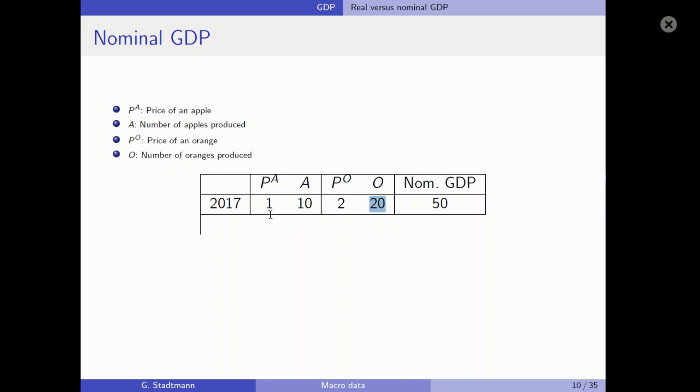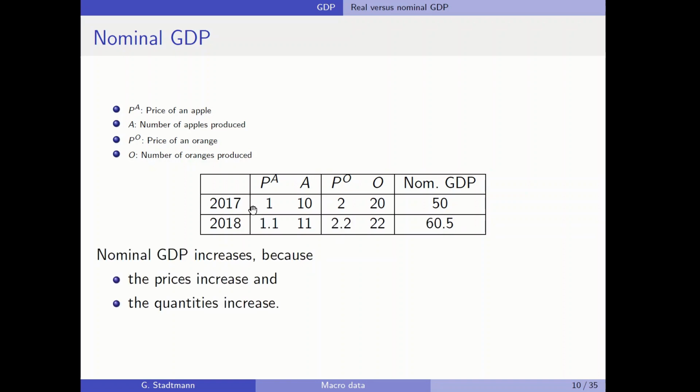When we now multiply price times quantity in the apple sector and price times quantity in the orange sector, and then sum up, we get the information that the nominal GDP is equal to 50. So 1 times 10 is equal to 10. 2 times 20 is equal to 40. When we sum up, we get the information that the nominal GDP in 2017 is equal to 50.